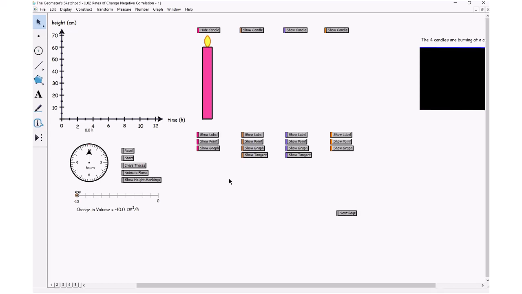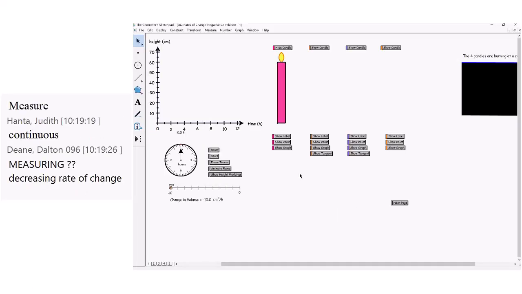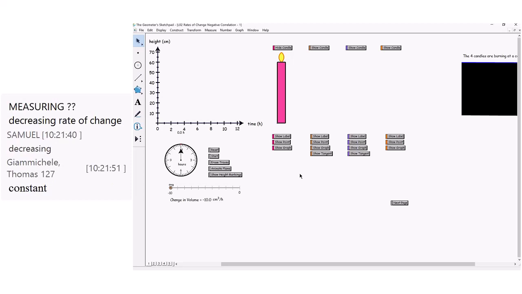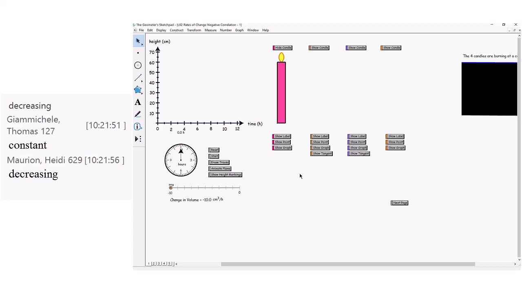So what kind of rate of change do you think you're going to get for this particular candle? Is it going to be a constant rate of change? An increasing rate of change? A decreasing rate of change? So remember, we're talking about the rate of change here. If something has a constant width, the rate of change will be constant. If its width is increasing, you'll get a decreasing rate of change. If its width is decreasing, you'll get an increasing rate of change.